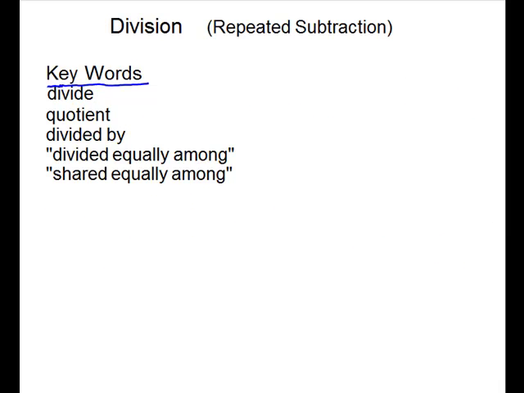Some keywords for division. Of course, the word divide. Quotient is the one missed the most often. Quotient is the answer to a division problem. Divided by, and some expressions. Divided equally among, shared equally among, or anything that means broken into equal pieces will be a division problem. Let's go back to quotient for just a minute. I tend to use that term a lot. Quotient is the answer.